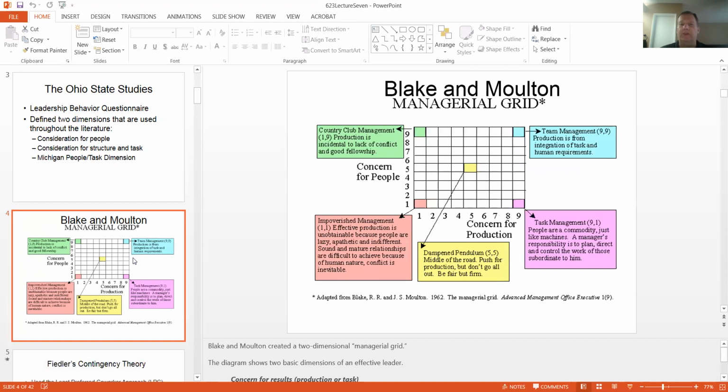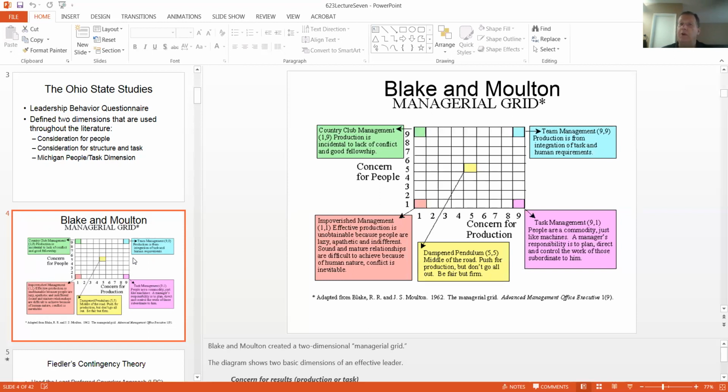In that pinkish salmon color, if a leader scores low on both concern for people and concern for production, that's a type of leadership or management referred to as impoverished. Effective production is unattainable because people are lazy, apathetic, and indifferent. Sounds a whole lot like McGregor's Theory X approach to individuals. Conflict is inevitable. Human beings just tend to be lazy. They try not to develop relationships, and there's really no reason to develop those relationships because, again, they're Theory X employees, and why take a Theory Y approach to managing Theory X employees? So that would be a leader who falls very low on concern for people and low on concern for production.